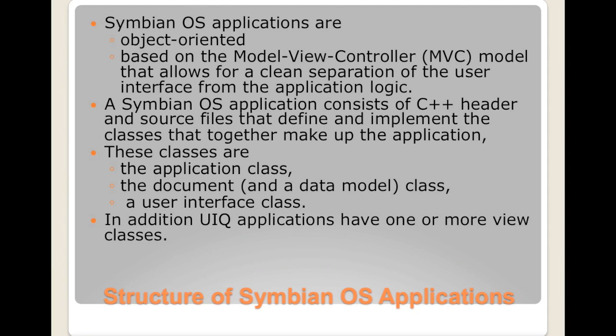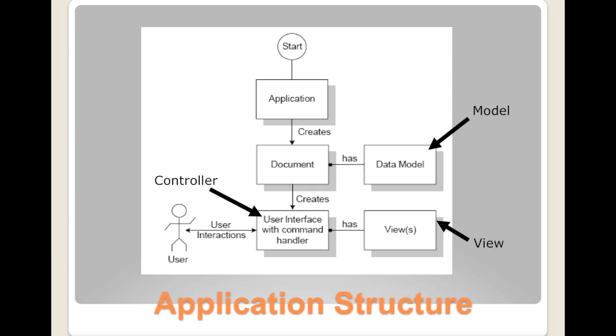Let's discuss the structure of Symbian OS applications. Symbian OS applications are object-oriented and based on the model view controller model that allows clean separation of the user interface from the application logic. A Symbian OS application consists of C++ header and source files that define and implement the classes that together make up the application. These classes are the application class, the document and data model class, and a user interface class. In addition, UIQ applications have one or more view classes.